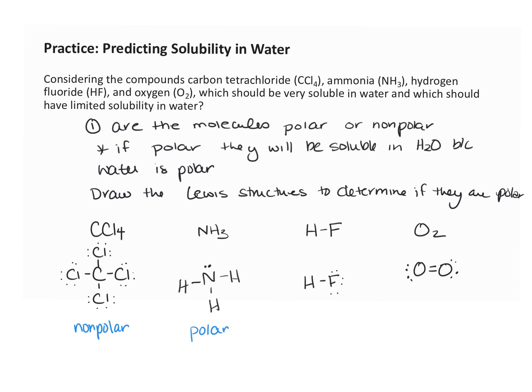HF is also going to be polar. There's a difference in electronegativity there. And then O2, there is no difference in electronegativity between the oxygens, so it is nonpolar, right?